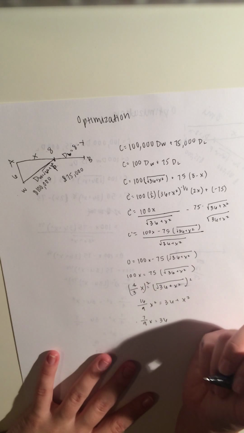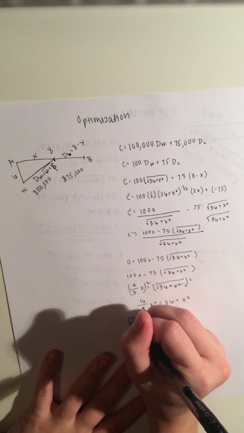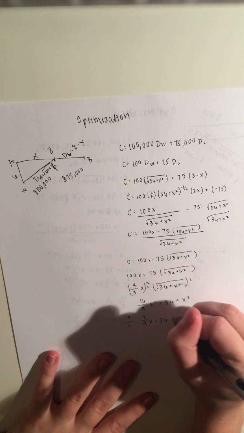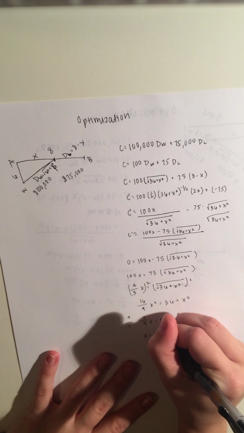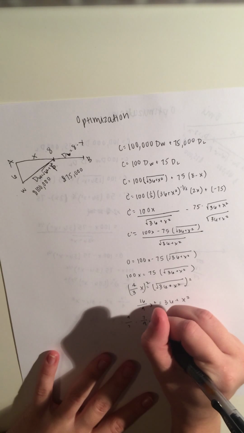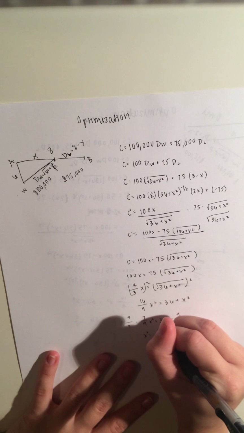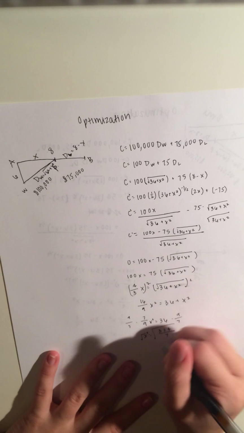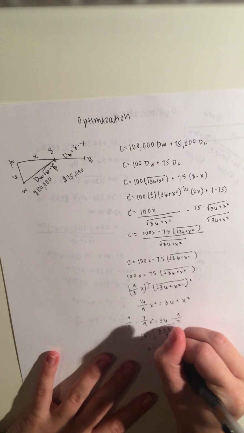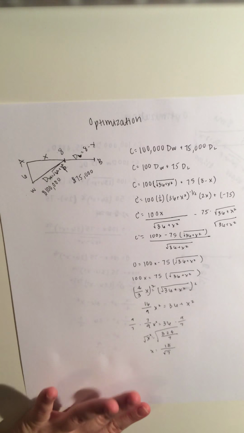And multiply this by 9 over 7. You get that x squared is equal to 324 over 7. Then you have to take the square root, so x is 18 over root 7.